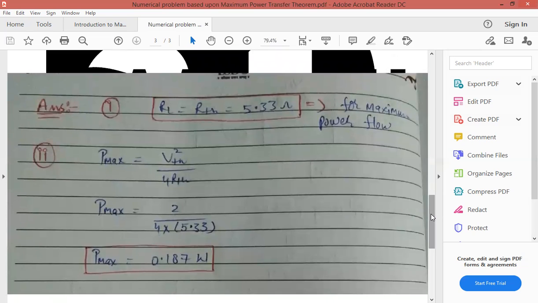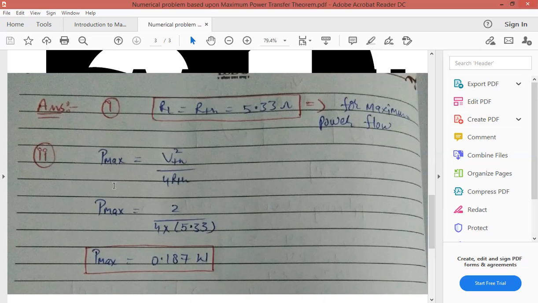First of all, we have to find the value of RL now. RL equals RTH. We know the value of RTH, so RL will be 5.33 ohm. This is the value of the load resistor for maximum power flow.